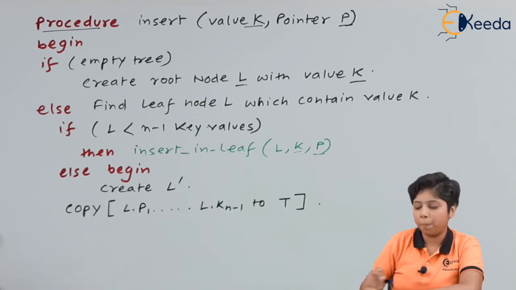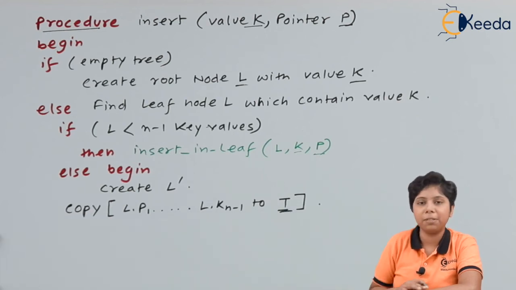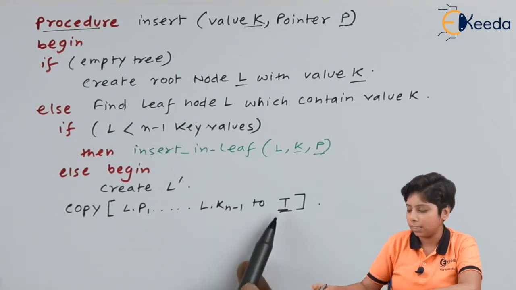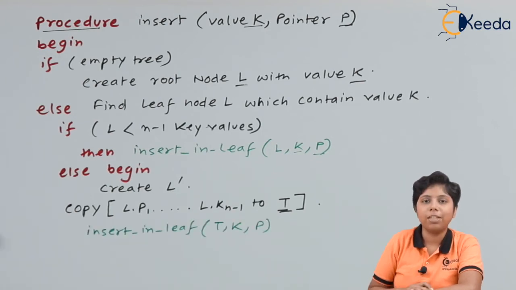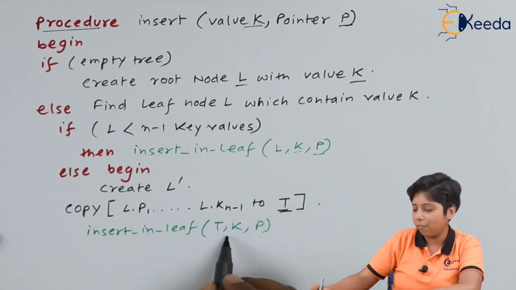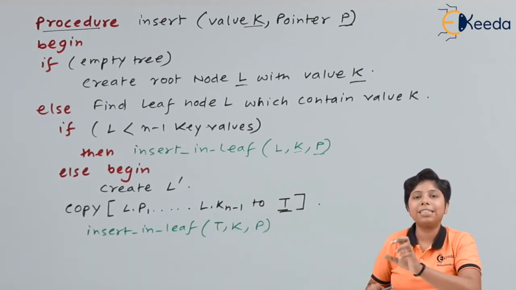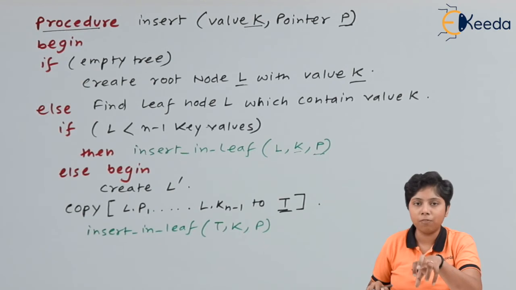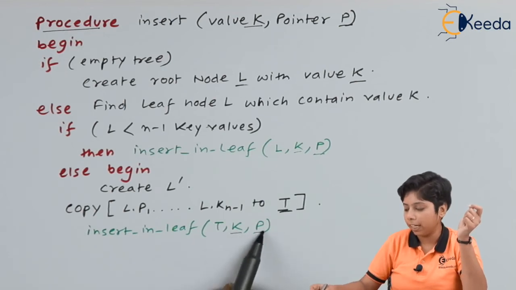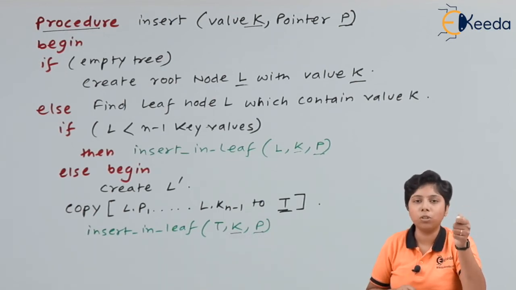Now first we need to copy all the values to a temporary variable T so that we can use the split from this T, because now we will insert L dash in L and we will lose the previous values. So we just store them in this temporary variable T. Now in the leaf node, we will insert K and P. Now T has fewer than n minus 1 values as we have split it with the previous K n minus 1 values. And now we will add the K and P to the existing node T.